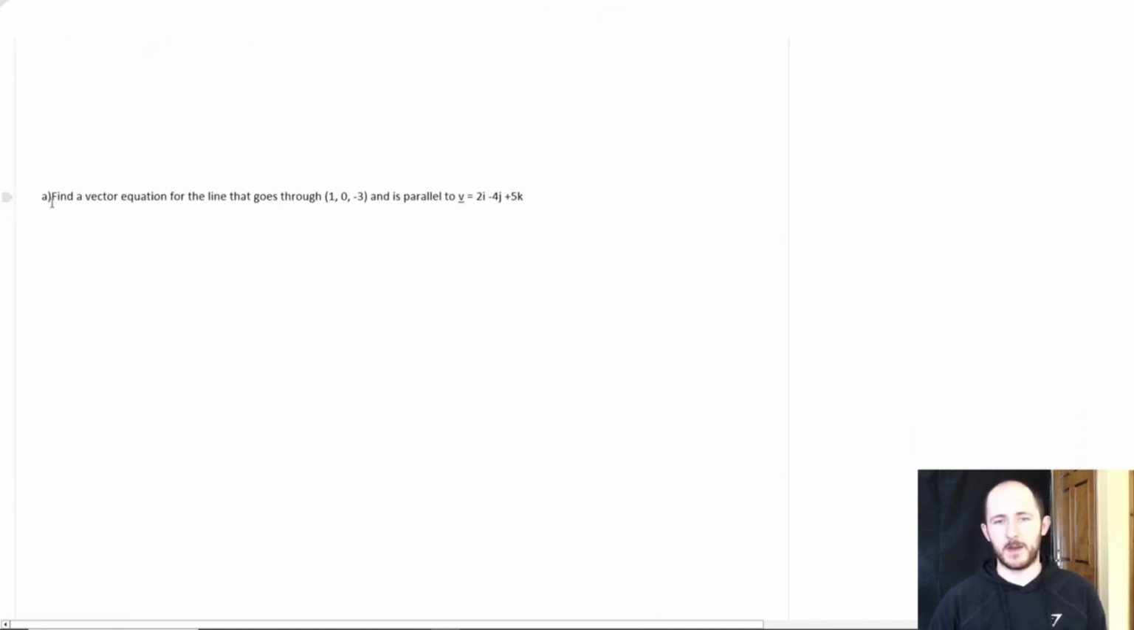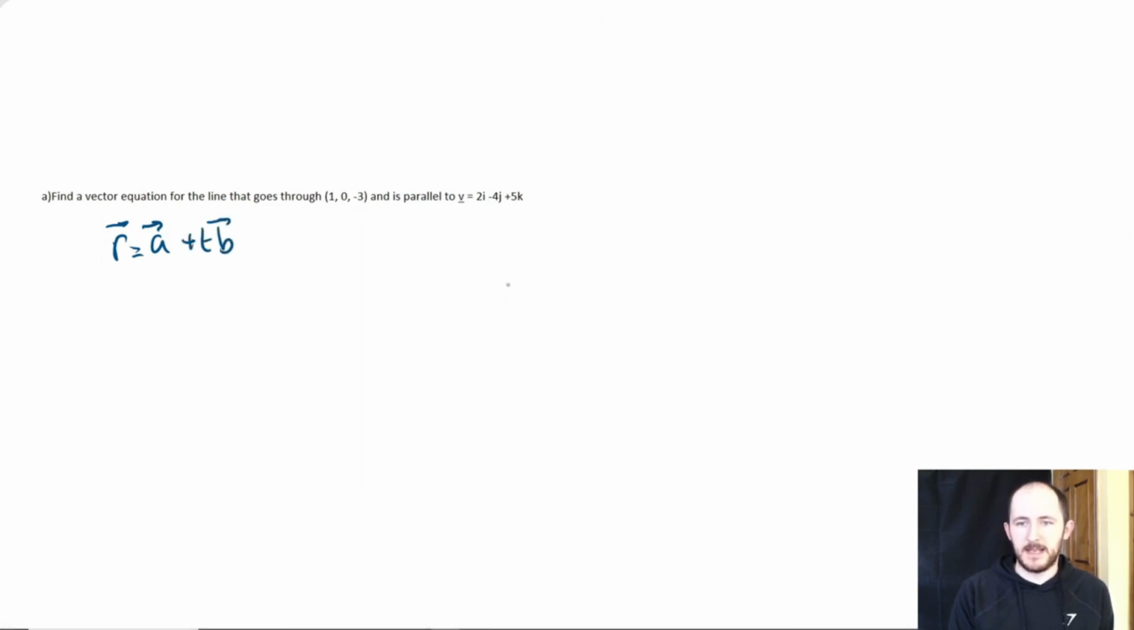So if I look at this first question here, find a vector equation for the line that goes through this point and is parallel to 2i minus 4j plus 5k. This is actually remarkably easy, because they've actually given us all the information we need. b is this, a is this.